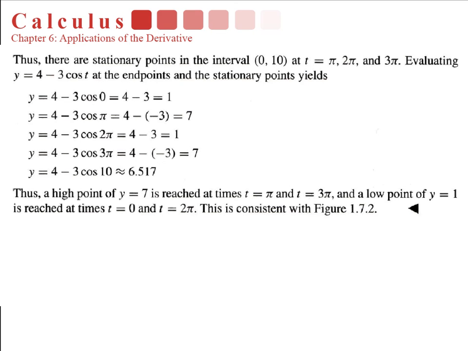Thus, the high point of y equals 7 is reached at 2 different times in the interval. Now remember, 3 pi is less than 10, so it's in the interval. So the two values where the path of the airplane reaches its maximum are at t equals pi seconds and t equals 3 pi seconds. And a low point of y equals 1 is reached at t equals 0 and t equals 2 pi. And that's consistent with the figure that we just had.